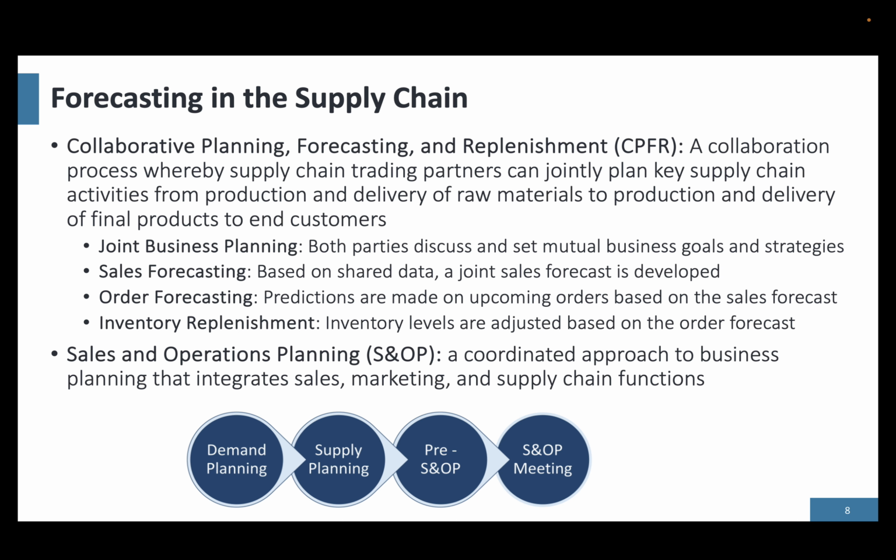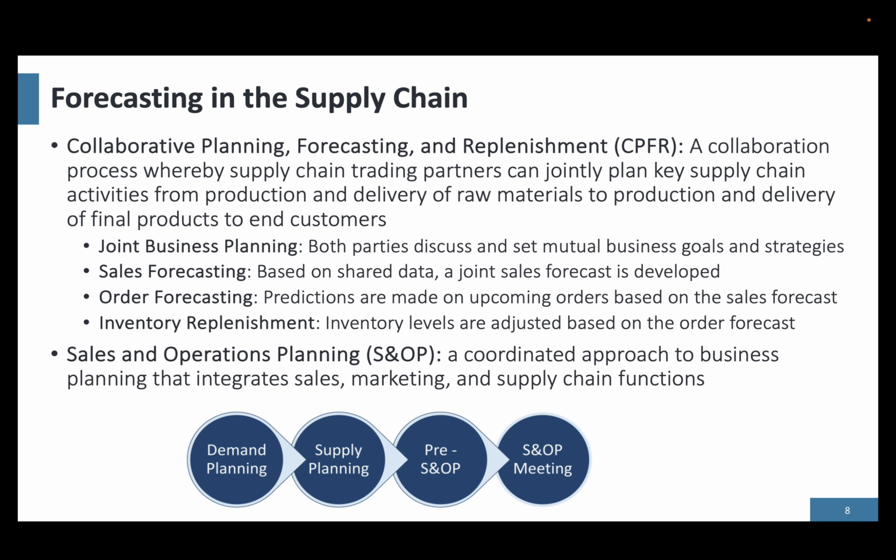So some of the shared tasks and responsibilities between a manufacturer and its retailer, or a manufacturer and its suppliers, are joint business planning. This is where both parties discuss, share, and set mutual business goals and strategies so that they are aiming for the same thing together. There's sales forecasting, where you're sharing data and creating a joint sales forecast. There's order forecasting, where you make predictions about upcoming orders based on your sales forecast. And then inventory replenishment, where inventory levels are adjusted based on the order forecast. You can see how each piece builds on the other.